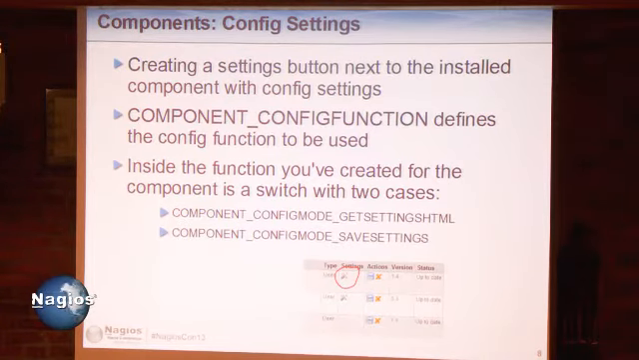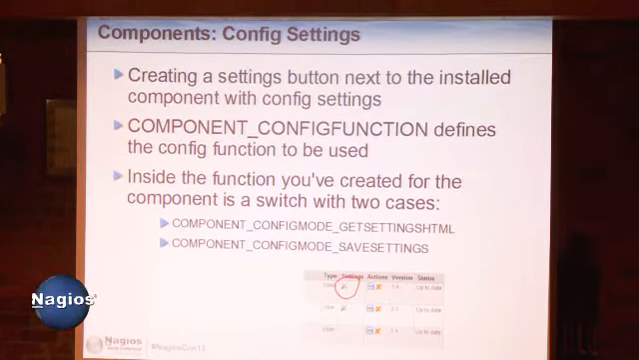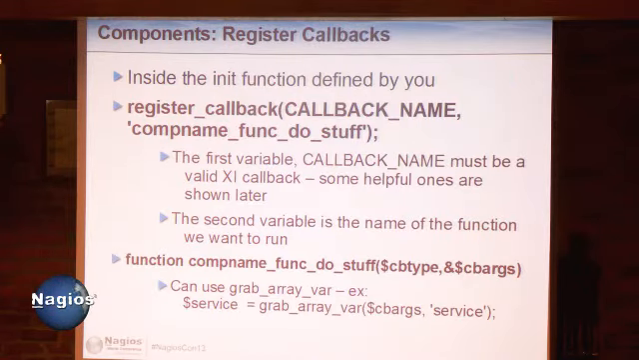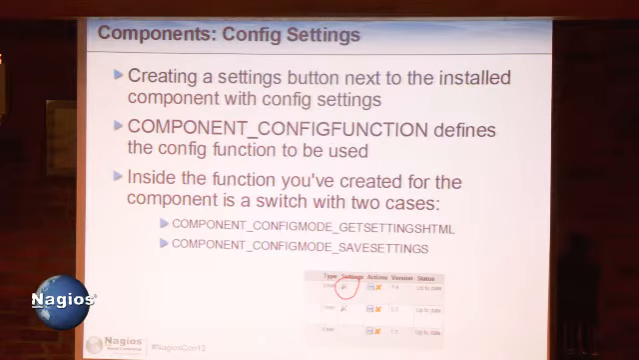Inside that function, you're going to have two cases in a switch statement. The first one is going to be component config mode get settings HTML, and the second one component config mode save settings HTML. And the first one is going to display the information on the page that you want people to input. For example, if you have a host that you want to specifically specify, or an API key or something like that, you can put that in the settings.